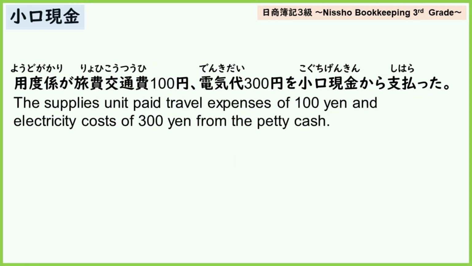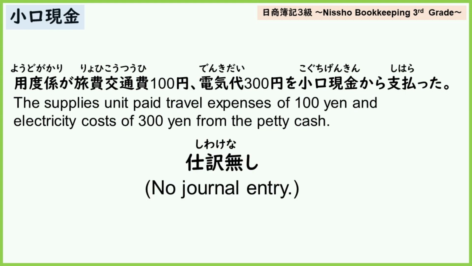Next, the supplies unit paid travel expenses of 100 yen and electricity costs of 300 yen from the petty cash. The journal entry is as follows. At this time, there are actually no journal entries. The one responsible for bookkeeping is strictly the cashier. Only upon receiving a report from the supplies unit do they make journal entries.